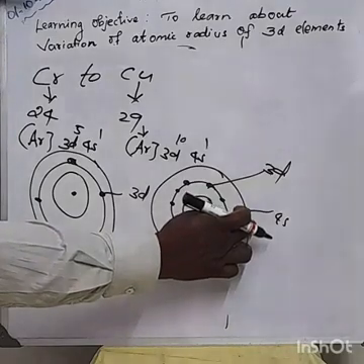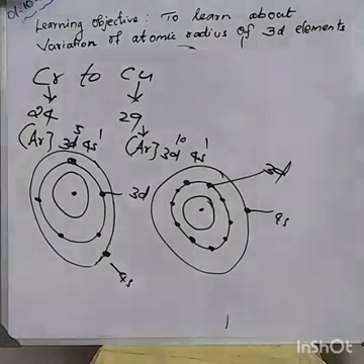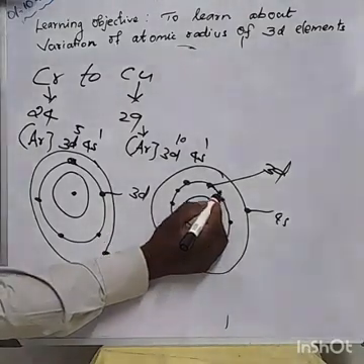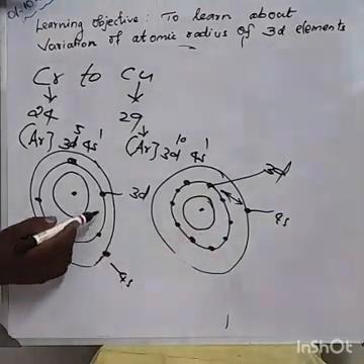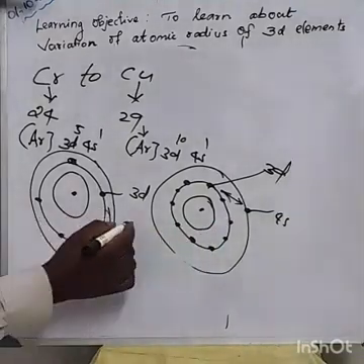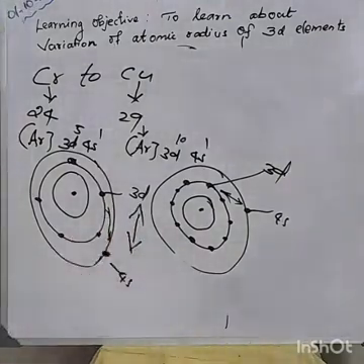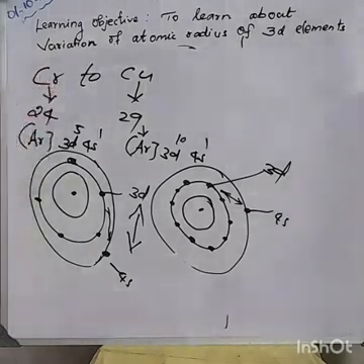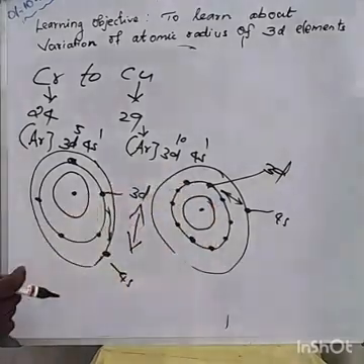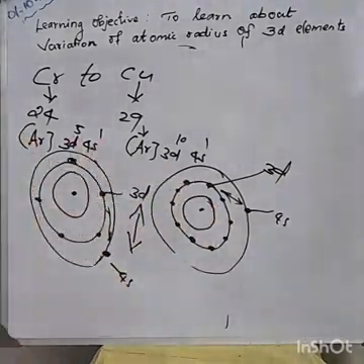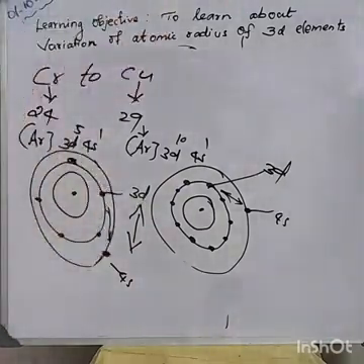Okay, 4s orbital electrons. Here two forces are operating in the opposite direction, in between the 3d subshell and the 4s subshell. They tend to balance each other. There's attraction between the nucleus and the last 4s electron.